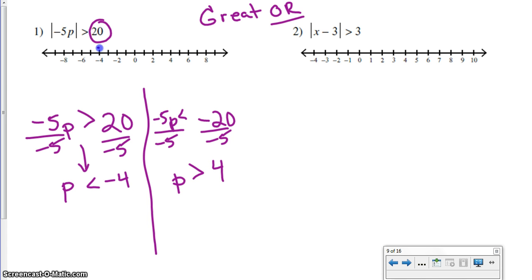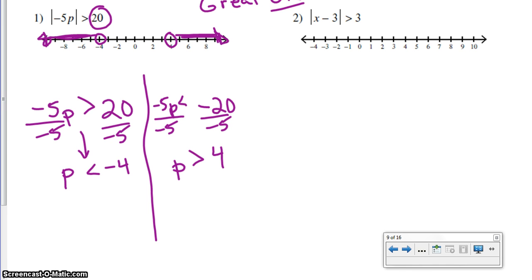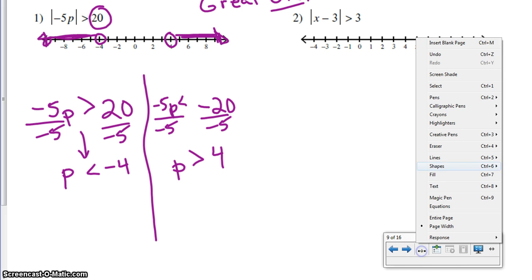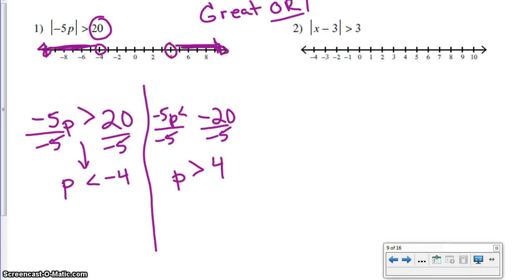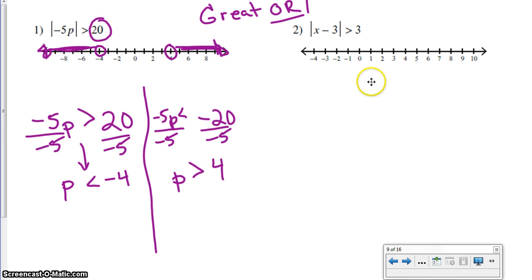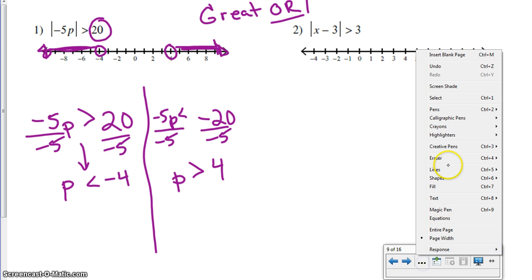Negative 4, open dot, arrow left, open dot, arrow right. Can you figure out why Mrs. Rose has called this greater? Have you figured that out yet? Well, let's see. Let's do the other one. You go ahead and set it up and see what you think is correct, and I'll see if I get the same answer as you do.